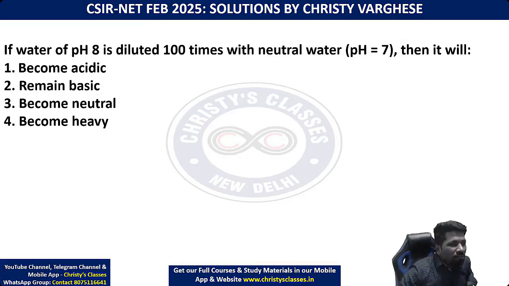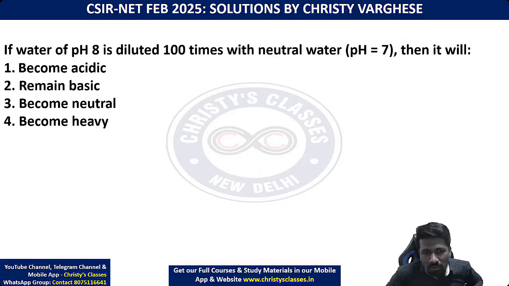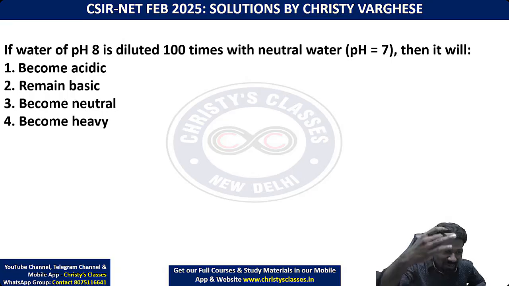So if water of pH 8 is diluted 100 times with neutral water, pH 7, that all of you know, I guess, then it will... Now, some of you may be thinking, pH 8, is it acidic? Is it basic? I have forgotten my chemistry in school. That also, if you use the options well, is not a problem at all. Look at the options. What are the options?